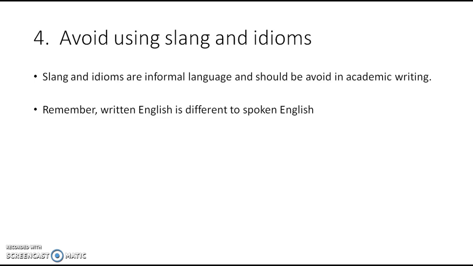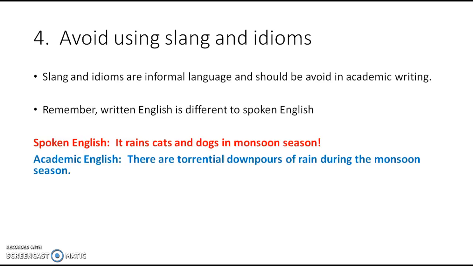We should also avoid using slang and idioms in our work. This is super informal, and it's what we use for friends in spoken conversation, but should not be found anywhere near academic essays, paragraphs, or in this case, a scientific proposal. So you may have heard the expression, it's raining cats and dogs, to mean it's very heavy rain. Now this would be an example of an idiom. If we wanted to say something similar in academic language, there are torrential downpours of rain during the monsoon season, sounds much more academic, much more professional, as what you should be writing.